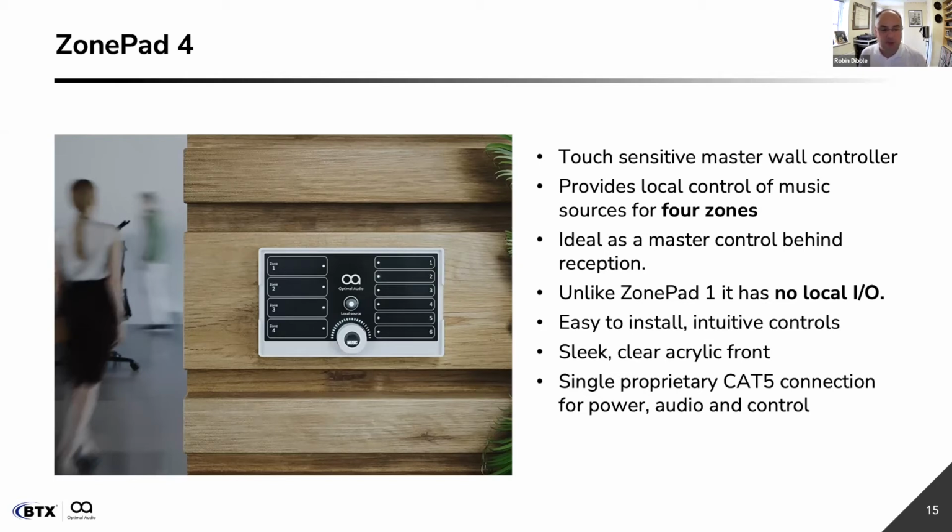Now, the local source button on here applies to the individual zones, not this device itself. This one doesn't have the local inputs, but what it does allow you to do is to go to zone 2 and select zone 2's local source and adjust its volume appropriately.